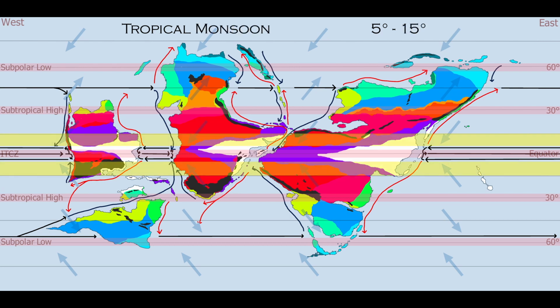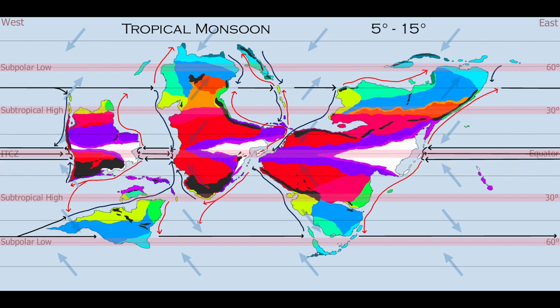Next we have the tropical monsoon climate. It's from the 5 to the 15 degrees latitude. It's warm and dry during winter and hot and very wet during summer. It's a transition between the savanna and the rainforest, and it will extend where you have onshore winds. You will have large tropical monsoon areas where you have a large landmass around the 30 degrees latitude and no landmass around the equator.